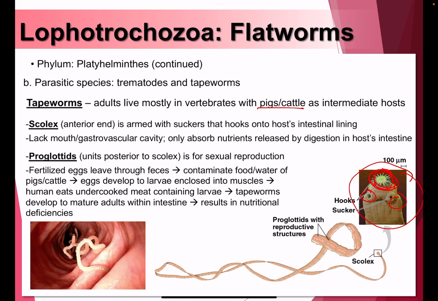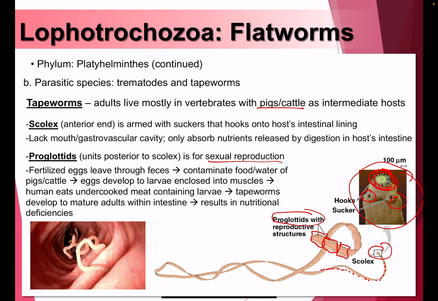Now, they also have what are called proglottids. Proglottids are right here, all of these. Every one of these square-like things is a proglottid, which is why tapeworms in reality look kind of like segmented worms, although they're not actually segmented. Every one of these units after the scolex is a proglottid, which is a unit capable of sexual reproduction.